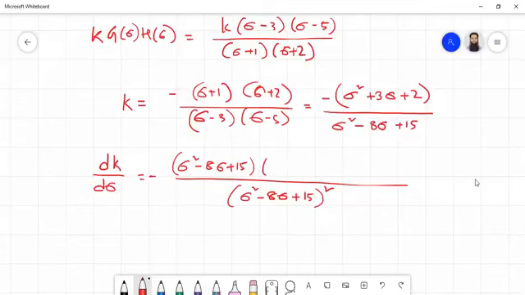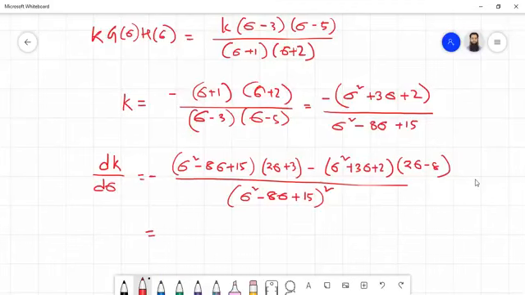So then you have 2 sigma. If you differentiate, then plus 3. And then you have minus sigma square plus 3 sigma plus 2 into 2 sigma minus 8.